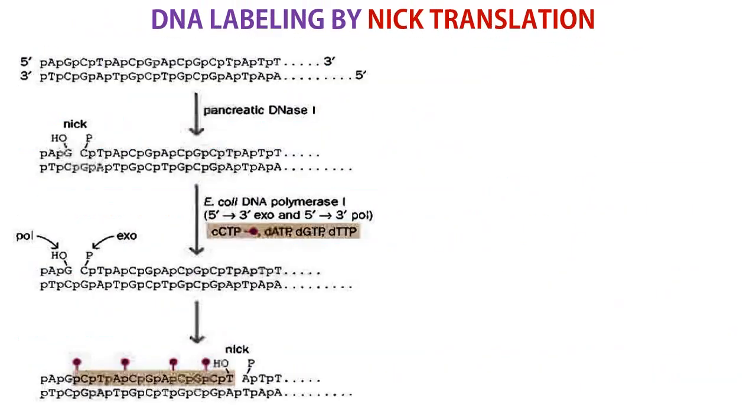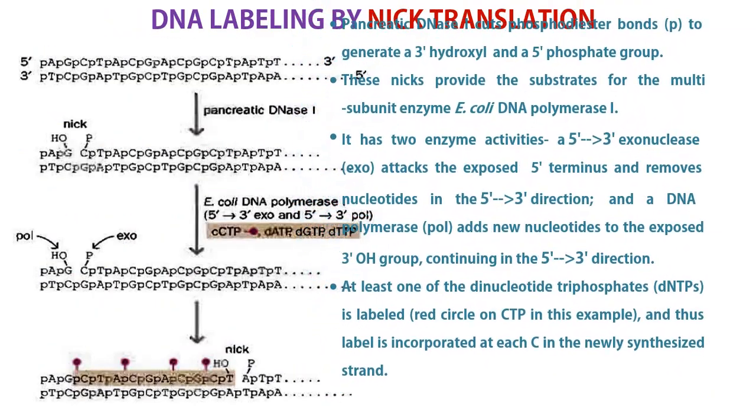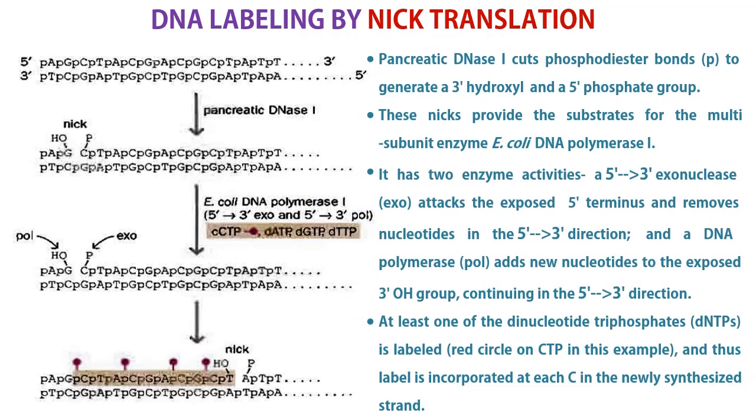DNA labeling by nick translation. Pancreatic DNase cuts phosphodiester bonds to generate a 3' hydroxyl and a 5' phosphate group. These nicks provide the substrates for the multi-subunit enzyme E. coli DNA polymerase I. It has two enzyme activities. A 5'-3' exonuclease, exo, attacks the exposed 5' terminus and removes nucleotides in the 5'-3' direction, and a DNA polymerase, pol, adds new nucleotides to the exposed 3' OH group, continuing in the 5'-3' direction.